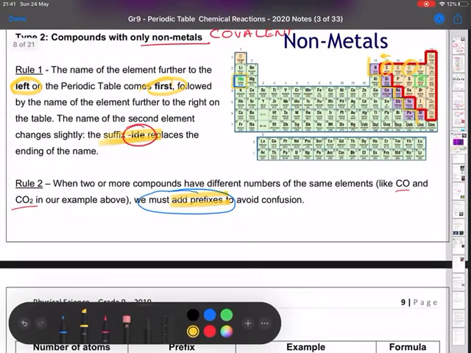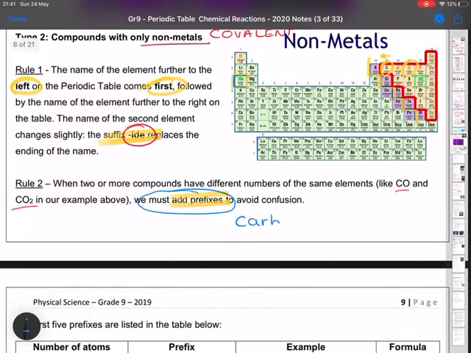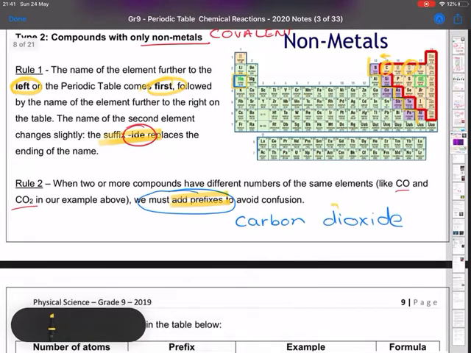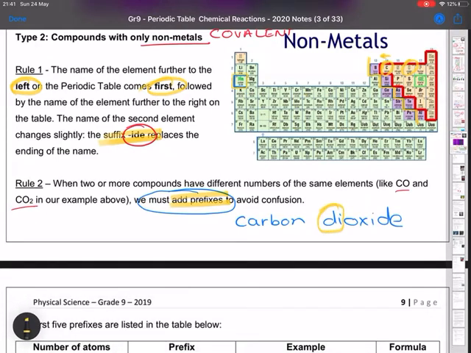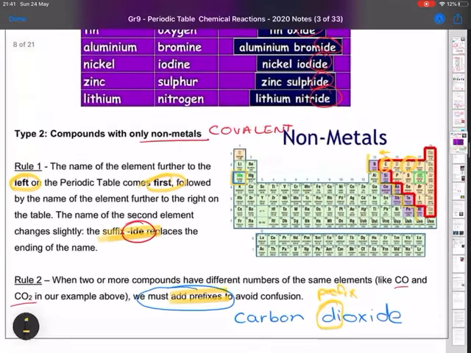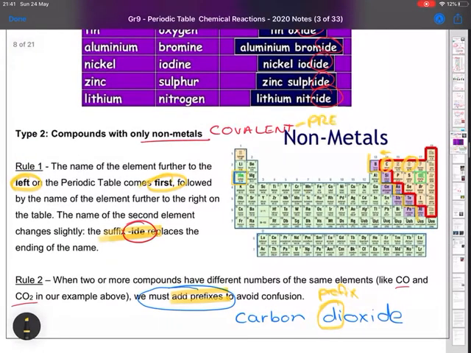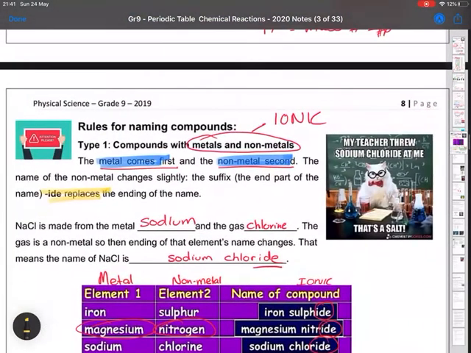So let's write that down. There we go, there's your prefix. The di is your prefix. So covalent compounds do get prefixes. They all get the "ide," but covalent gets a prefix, whereas ionic, no prefix. You don't speak of sodium monochloride, it's just sodium chloride.